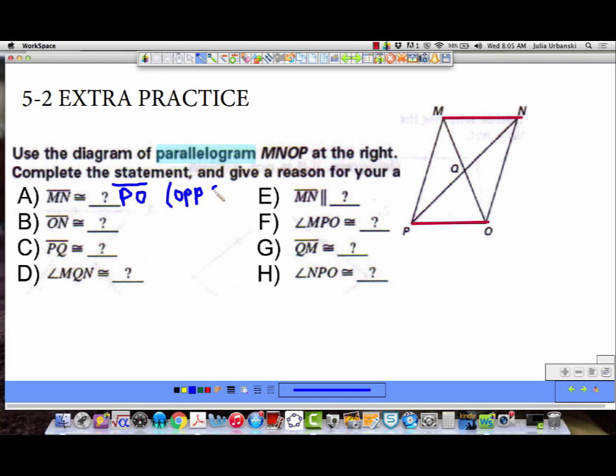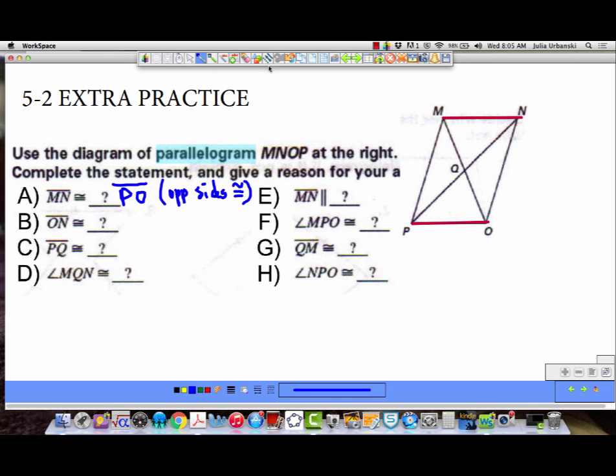Opposite sides congruent. Let me try to make that smaller. Opposite sides congruent. Okay, so now let's just go down this road.